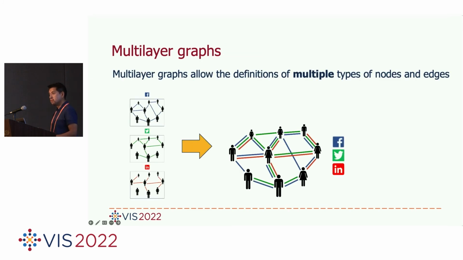However, using a multi-layer graph is a better way to represent this information. A multi-layer graph allows definitions of multiple types of nodes and edges. For example, we can merge the three social networks in just one graph structure. Each edge is colored according to the social network it represents. For example, Facebook in blue, Twitter in green, and LinkedIn in red.